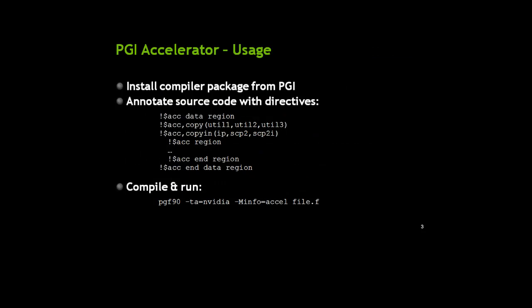So let's take an example here where we annotate some code with some directives. First let's look at what those directives are. We'll of course install the compiler package from PGI and then use these ACC directives shown here in the Fortran syntax. And we can specify a data region which tells the compiler where it should copy data to and from the accelerator, and an inner region which is where the actual parallel computation should happen. Then we can compile using the PGI Fortran compiler, and we'll talk a little bit more about how we do that later on.